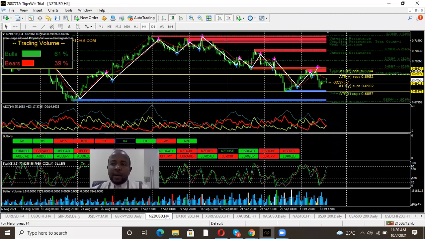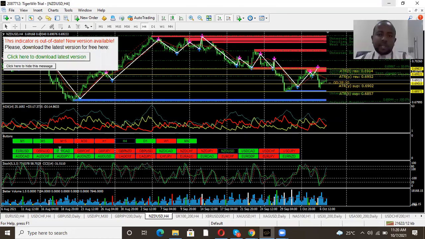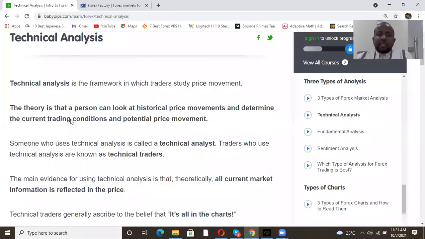0.69221. Now you can see it has changed again, 2526. It keeps changing. It goes up, it goes down, goes up, goes down. So for us to study this price and what is making it go up or down is what we are calling technical analysis. So the theory is that a person can look at historical price movement and determine the current trading conditions and the potential price movement. So we are literally looking at history, what has happened behind the back.